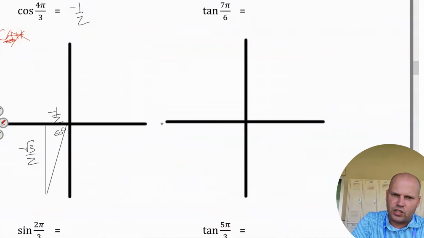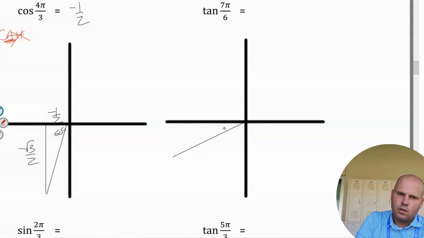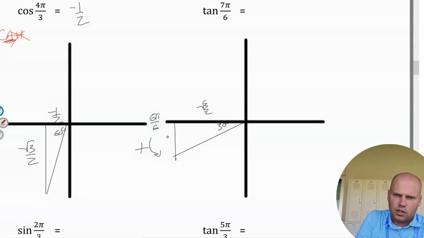Tangent of 7 pi over 6. Here's 6 pi over 6. Add a pi over 6. Here's 7 pi over 6. Here is the triangle that's created.